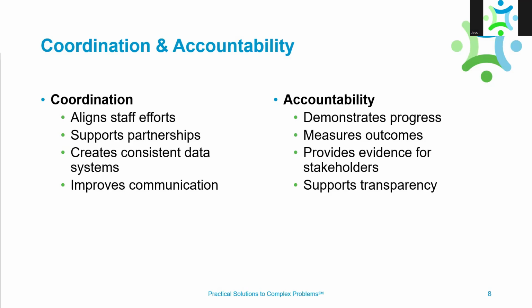So next we have coordination and accountability. We loop these two together. They go hand in hand. Basically, coordination is: does your work align with staff efforts? Are you supporting partnerships? It's going to help coordinate and create consistent data systems. A big thing with evaluation is you have to have an evaluation plan. We can't evaluate anything without a plan. So it's going to help you be more consistent, have those systems in place so we can get the data we need to really evaluate and see where we are seeing the change, where we are not seeing the change, and making those adjustments.